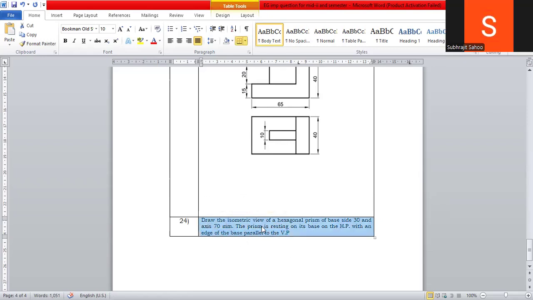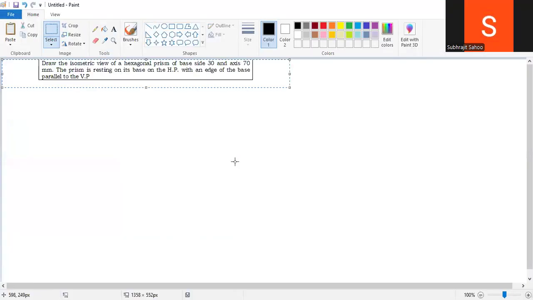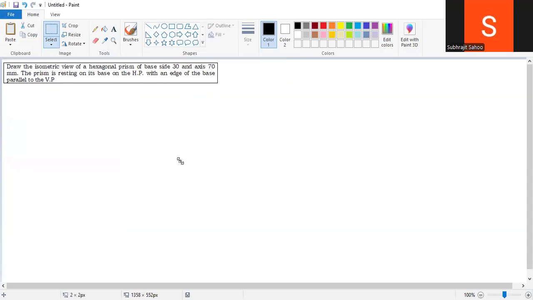Let me copy this question and paste it here. Observe, sir, this question is very important. It is one of the important questions, but this type of thing I have not discussed earlier in the classroom. This type of 3D to 3D diagram I have not discussed; 2D to 2D I discussed. So please observe carefully and listen to what I'm saying. Very easy, not so difficult.